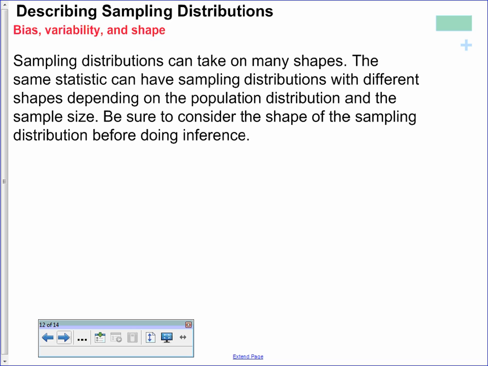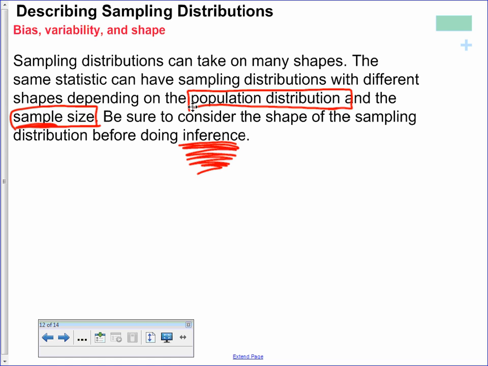Sampling distributions can take on many shapes. The same statistic can have a sampling distribution with different shapes, depending on two things that are going to drive the shape of the sampling distribution: the population distribution and the sample size. What's crazy is that the population distribution we don't generally know about. That's the whole reason we're taking a sample in the first place. But sample size is definitely something we can control. We're going to consider the basic rules about these when doing inference, which is what we're moving into. Making conclusions, saying something about what we got.